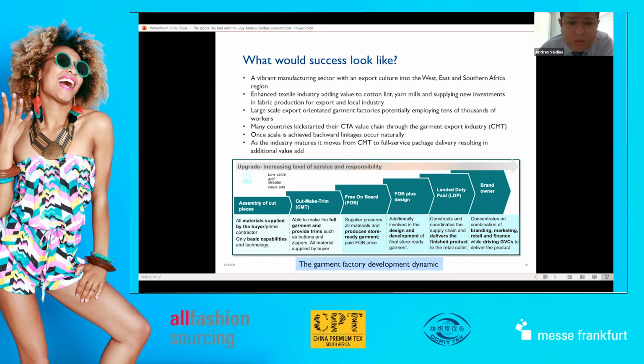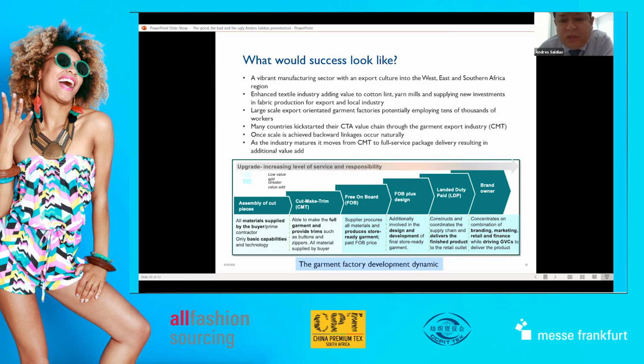Large export-oriented garment factories potentially employing tens of thousands of workers. Many countries kickstarted their cotton, textile, and apparel value chain through the garment export industry. So the CMT is the first in the chain to pull out the rest of the chain. Moreover, you have wonderful cotton in the region, especially from Uganda and Tanzania. Uganda cotton is considered as good as Egyptian cotton, as you know. Once scale is achieved, backward linkage occurs naturally. That pulls the investment; the private sector understands there's money in it.